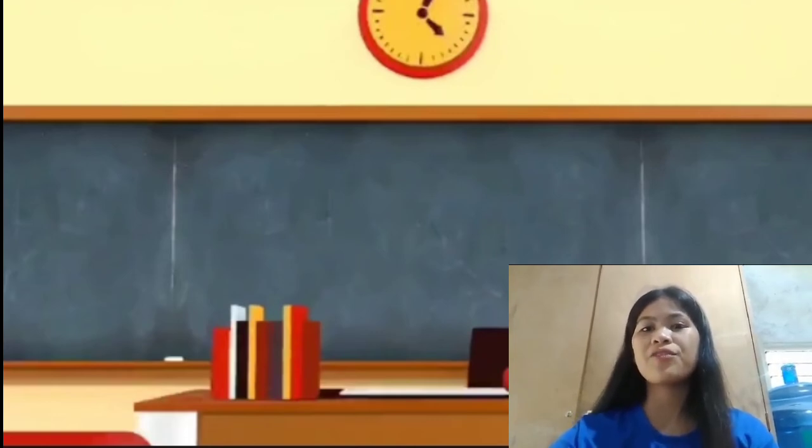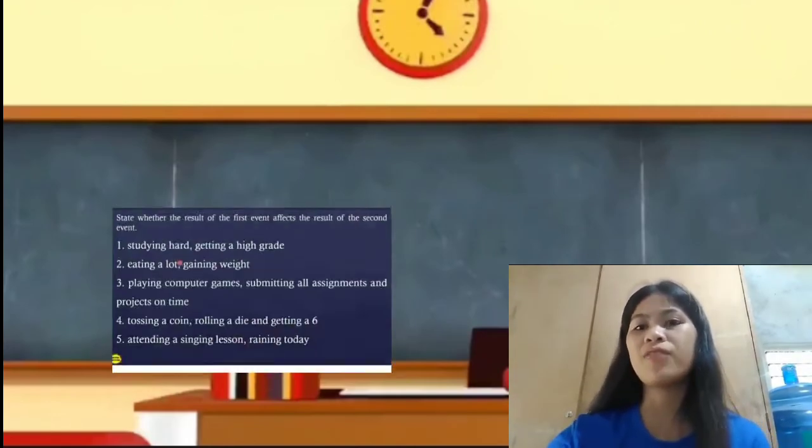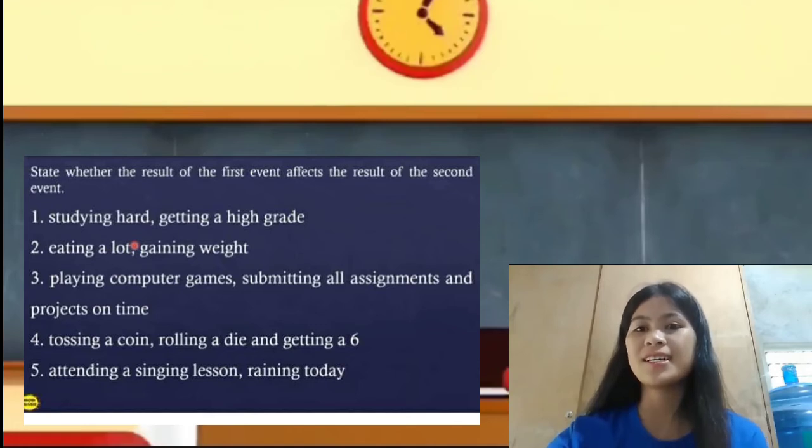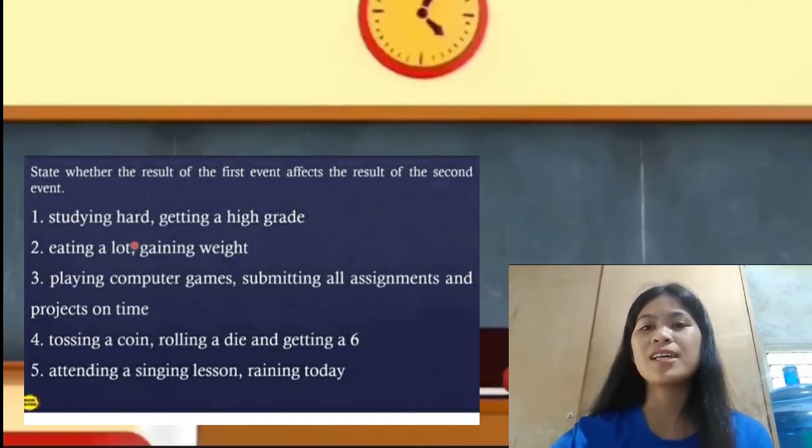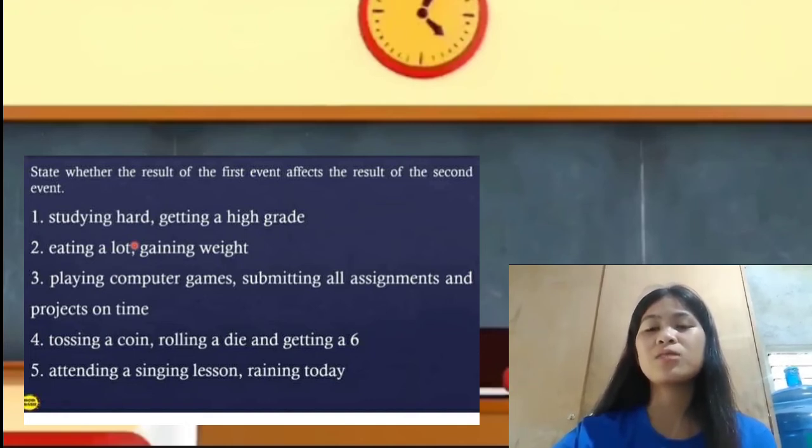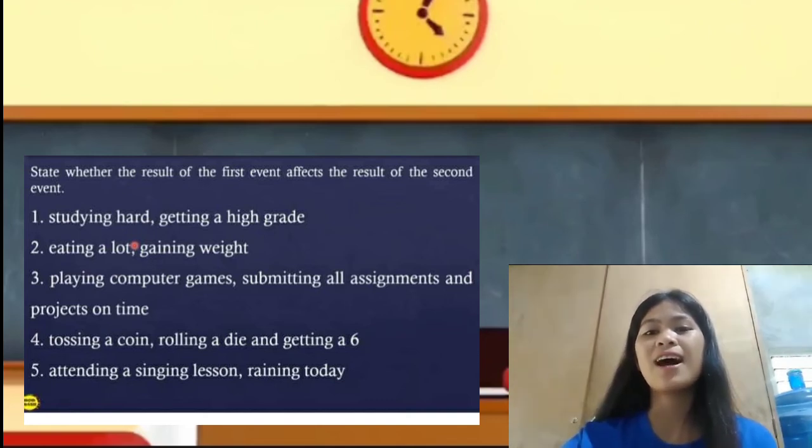So I have here five events. So first is studying hard, getting a high grade. Second is eating a lot, gaining weight. Third is playing computer games, submitting all assignments and projects. Fourth is tossing a coin, rolling a die and getting a number 6. And last is attending the singing lesson, and it is raining today.